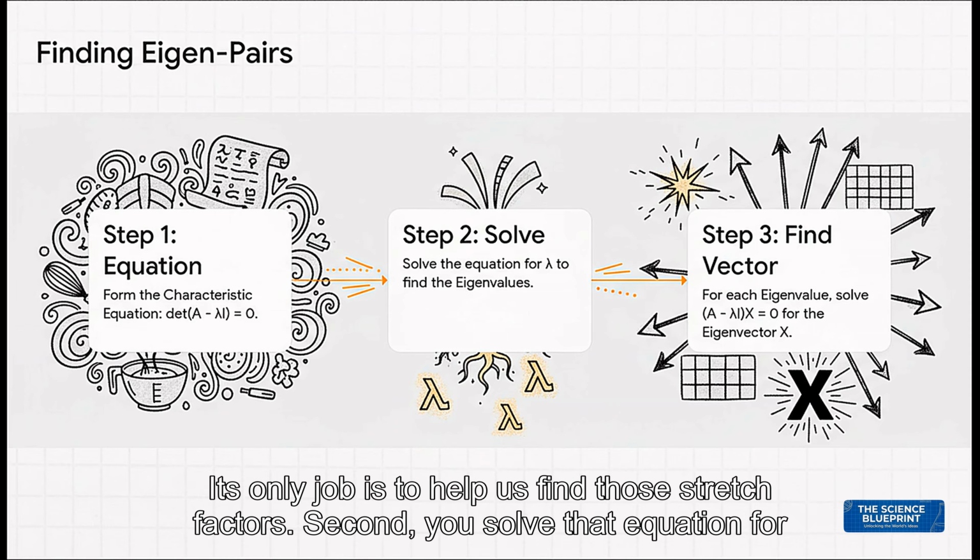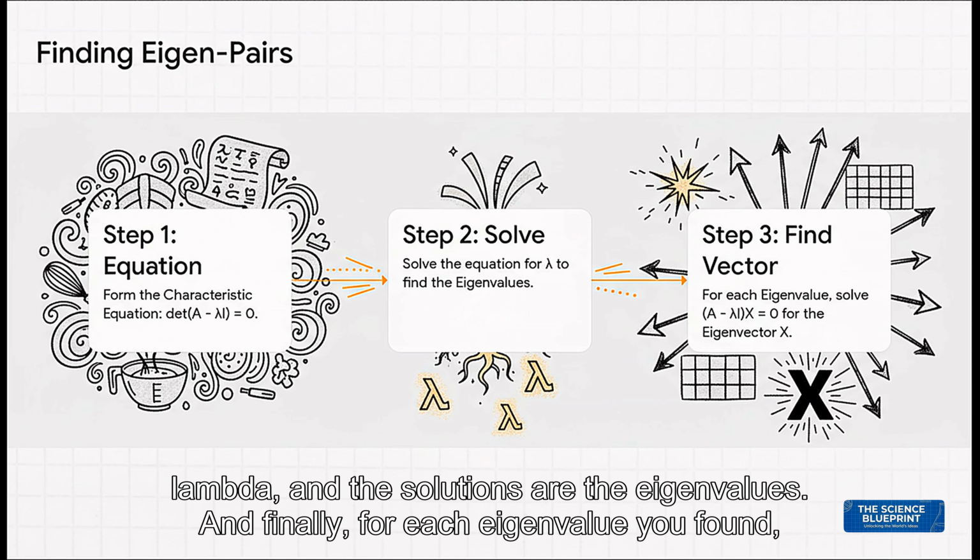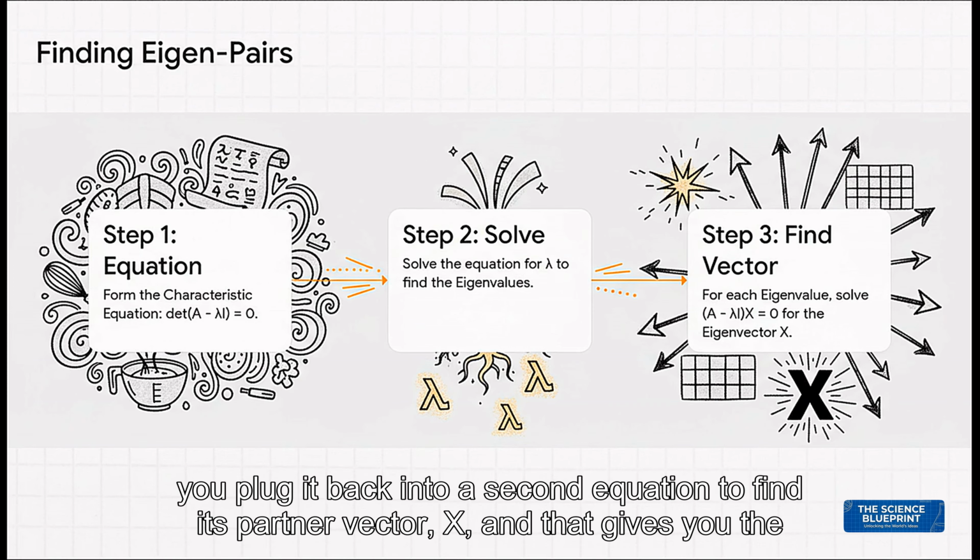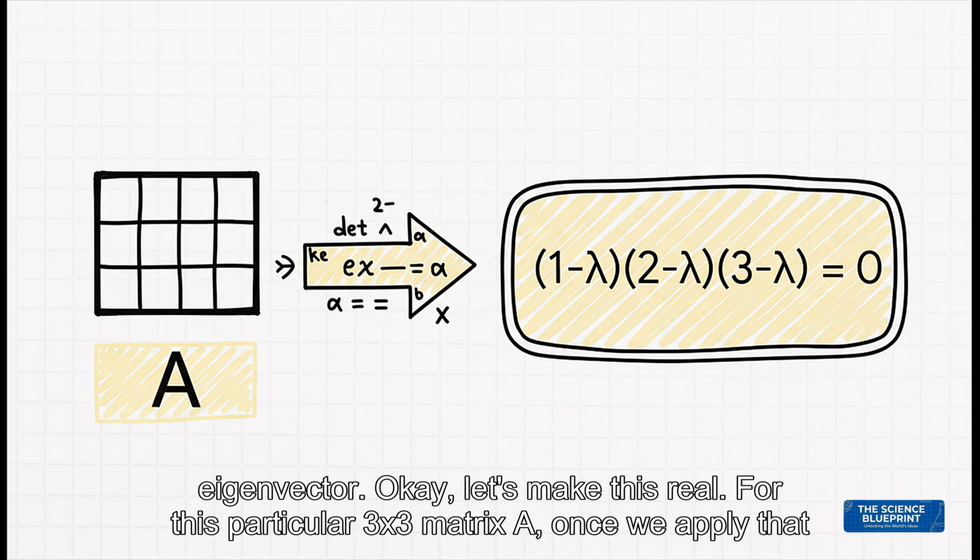Second, you solve that equation for lambda, and the solutions are the eigenvalues. And finally, for each eigenvalue you found, you plug it back into a second equation to find its partner vector, x, and that gives you the eigenvector. Okay, let's make this real.